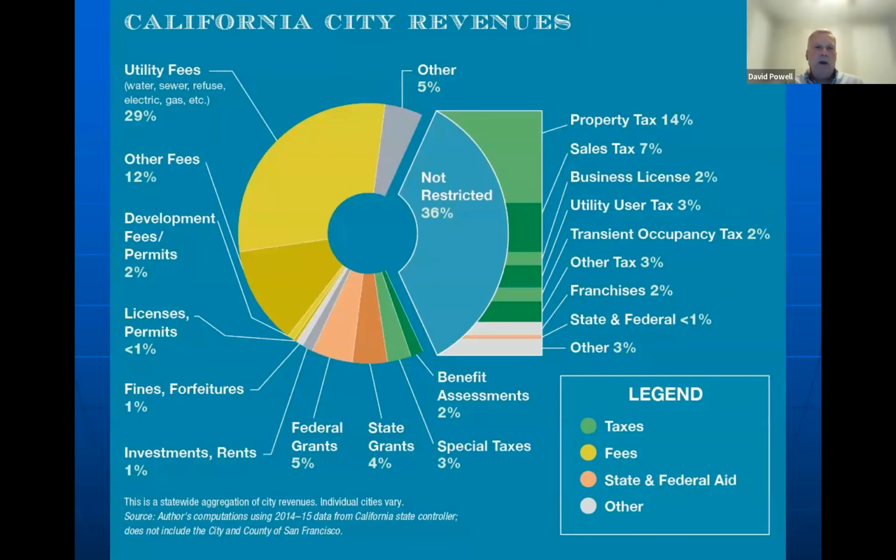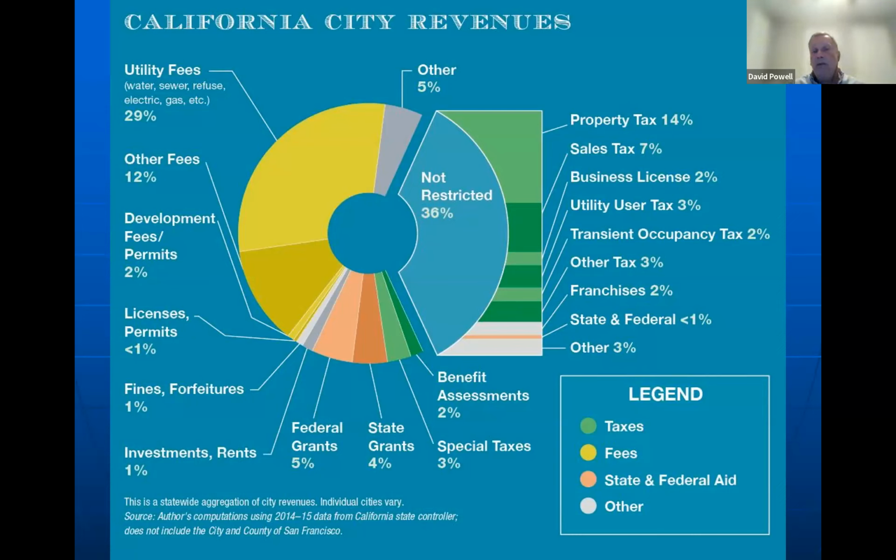So on this next screen, you'll see the distribution of revenue sources. Let me move this out of my way. The distribution of revenue sources based upon what cities get the most revenue from, where they get the least revenue from. One thing that will probably jump out at you right away, on the right side of this chart, is property taxes at 14%.